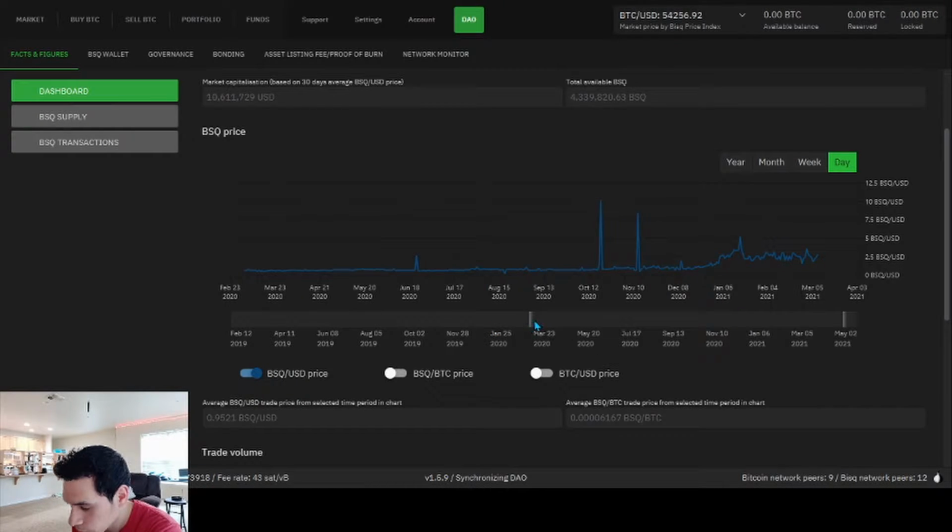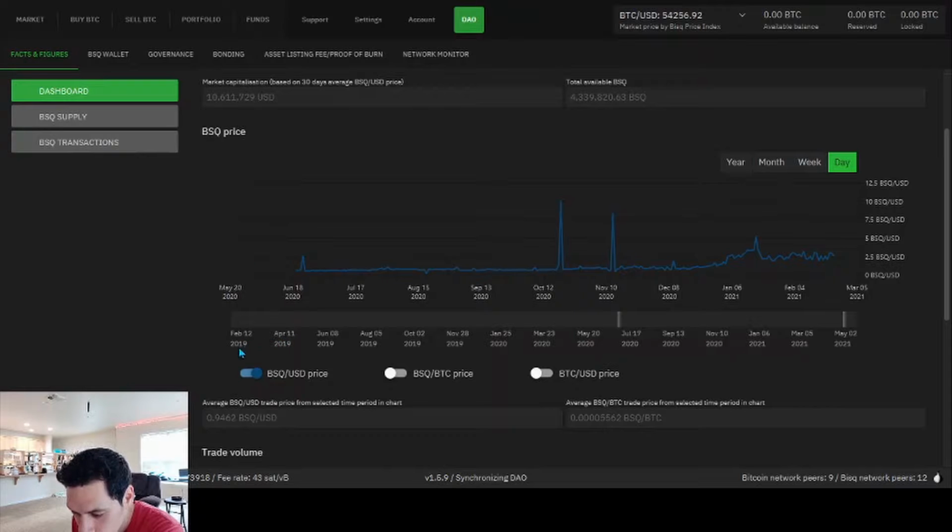But yeah, I actually like this time frame. Let's look at April, May, June, July, something like that. I think, yeah, you can go all the way back to when the DAO launched around February 2019. Really speculative in the beginning. Pretty steady with some dips and rises over time. And then I know these massive spikes that you see right here are a result of illiquidity. So if somebody buys even the smallest amount of BSQ, you're going to see giant spikes like that.